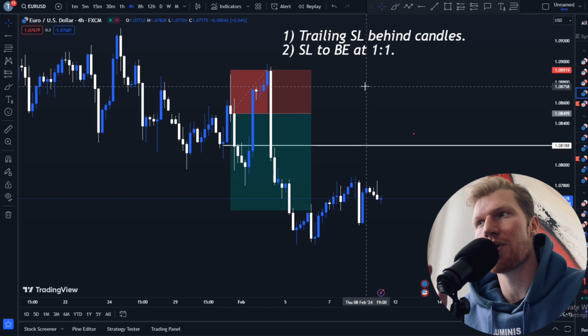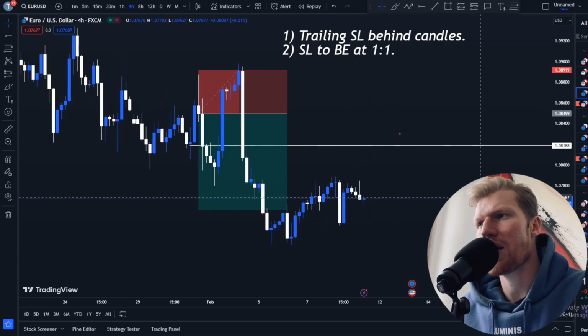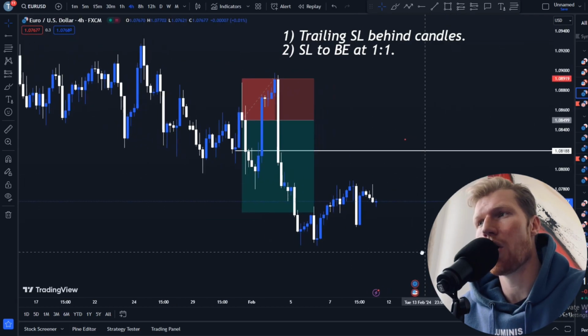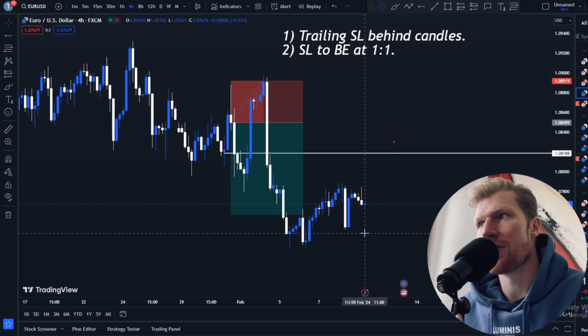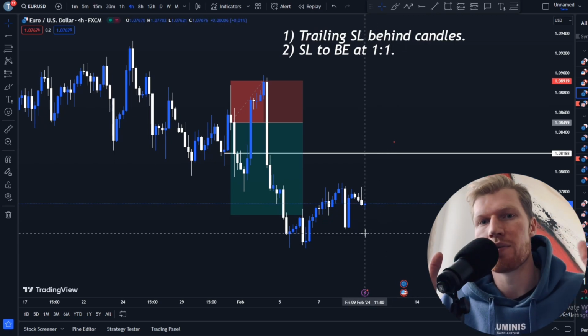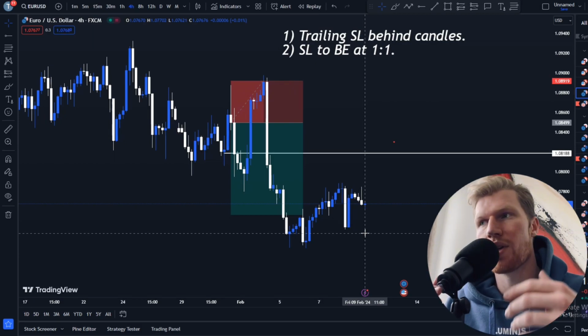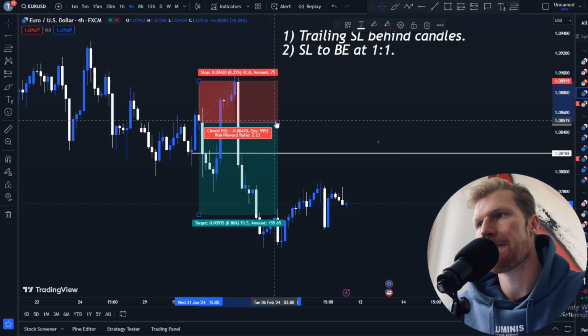You don't want to be doing it at like 0.5 R, etc. I would say only go to break even at around a 1-to-1. And you could also do it 1-to-2. It all depends on the risk to reward of your system. Again, these are just ideas. You've got to fit them to your system, to your actual approach, and kind of go from there.